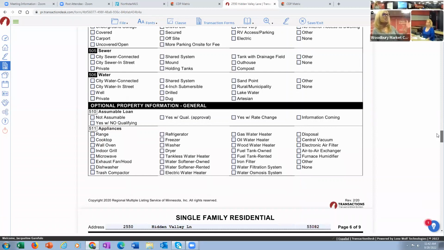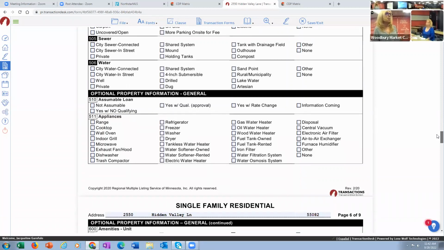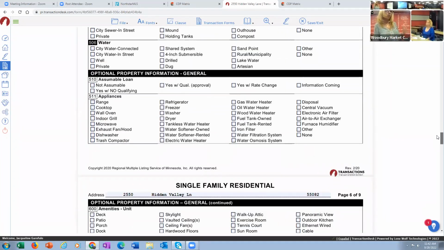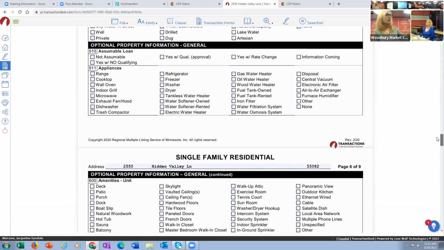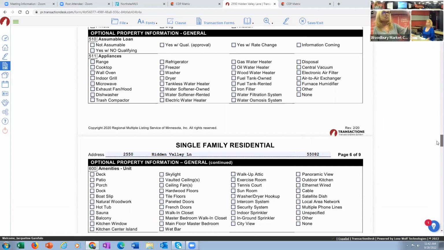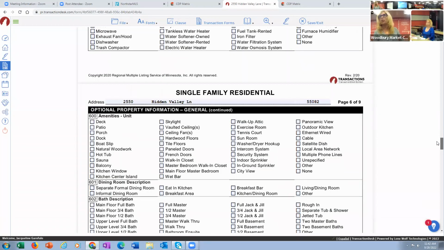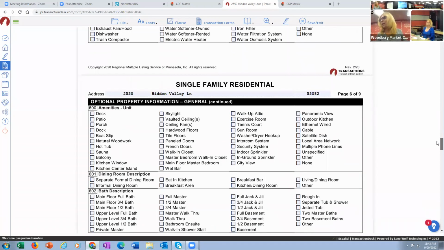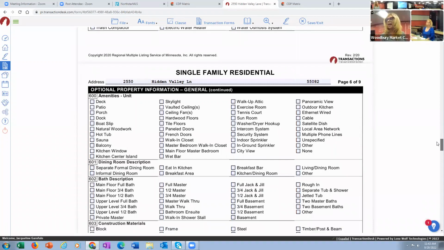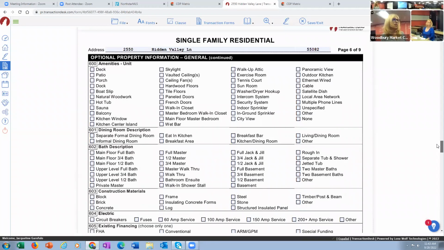Loan, I always put not assumable because we don't do assumable loans anymore, at least I never have. I go through the appliances with my seller. Amenities, it's a lot of detail. Again, this is why I don't do it with all the other stuff. I bring out sellers and do this on a separate visit. So I really ask all the right questions, don't overlook anything.